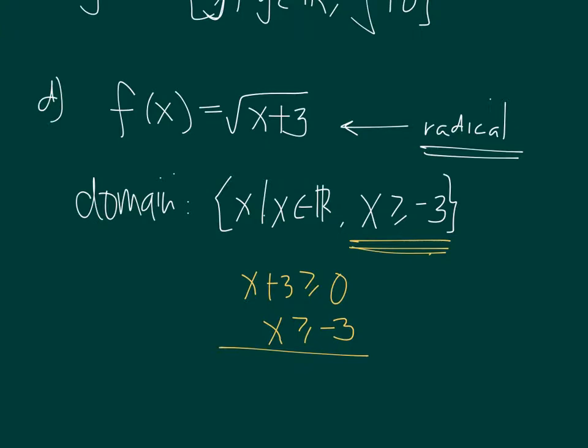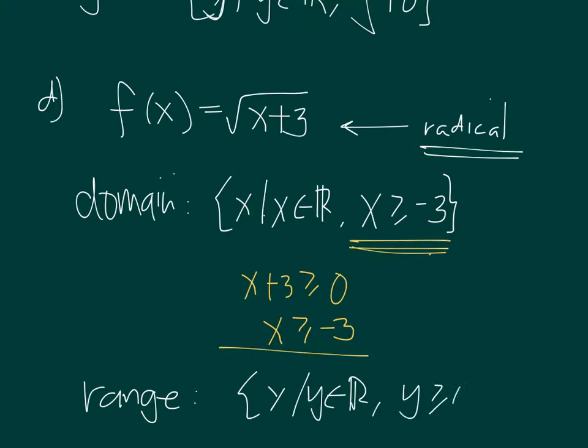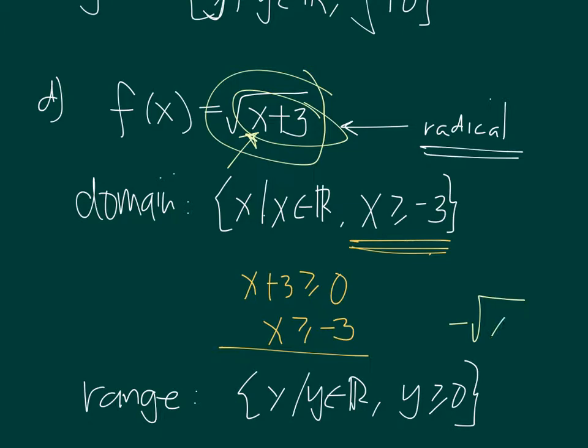Okay? What about the range? So it can be any number, however y can only be greater than or equal to 0. How? This is a square root, so you could get the square root of any positive number, so you're expecting a positive number. Now, can you expect it to be a 0? Yes. When x is negative 3, negative 3 plus 3 is 0, and the square root of 0 is 0.